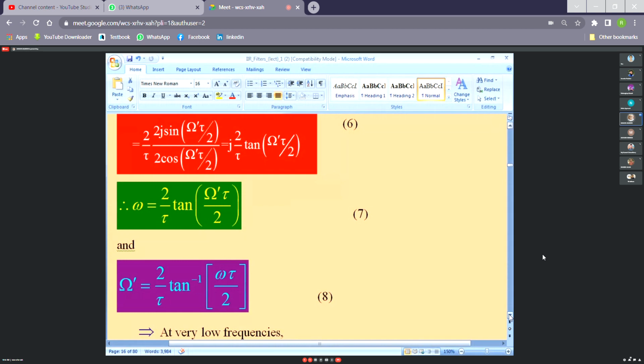What will happen at very low frequencies? Tan capital omega prime tau by 2 will become approximately capital omega prime tau by 2, because the unit of capital omega prime tau is radian. So tan capital omega prime tau by 2 will become approximately omega prime tau by 2 at low frequencies. Therefore, small omega and capital omega prime will become approximately equal at low frequencies.